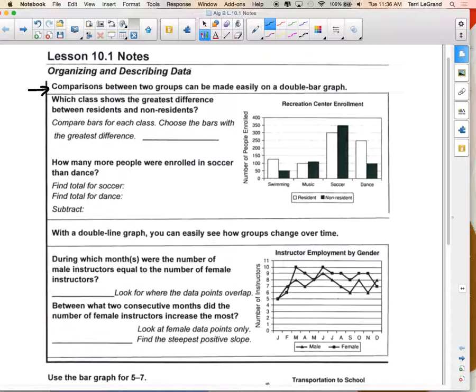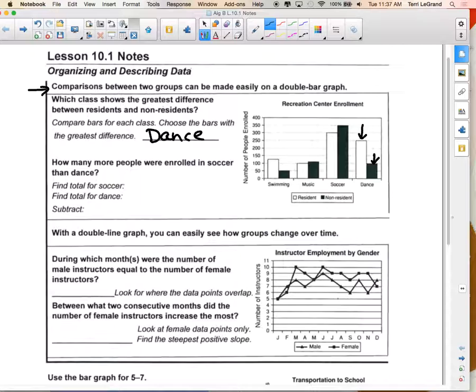Dance, why is it dance? Because the residents are way higher than the non-residents. The white bar here is a whole lot higher than the non-resident one. There's a bigger gap between the heights of them than any of the others, isn't there? So right now it appears it would be dance. Okay, so let's say dance.